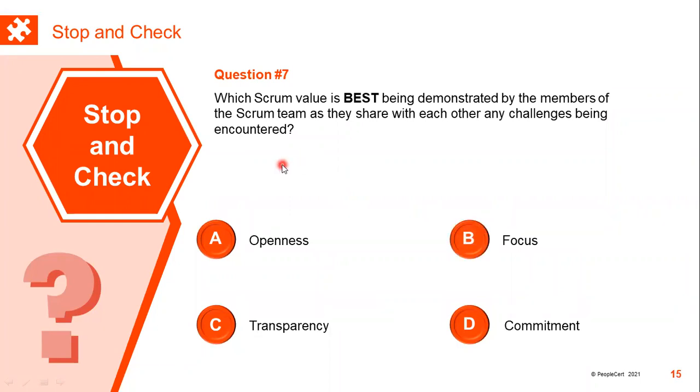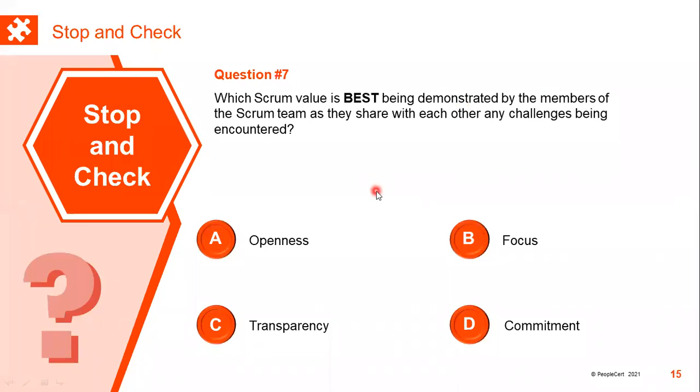Next question. Which Scrum value is best being demonstrated by the members of the Scrum team as they share with each other any challenges being encountered? A, openness, B, focus, C, transparency, D, commitment. Sharing with each other, that should be openness, isn't it? Because the Scrum team and its stakeholders are open about the work and the challenges. Whereas focus is about focusing on the work of the iteration or the sprint to make the best possible progress towards the goal of the sprint.